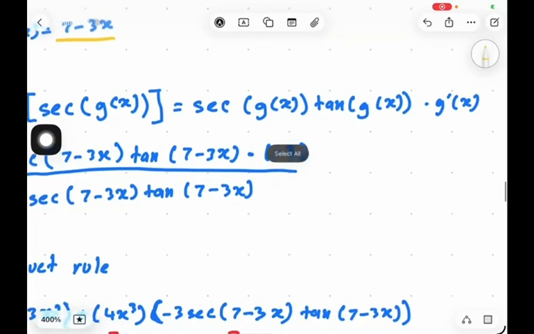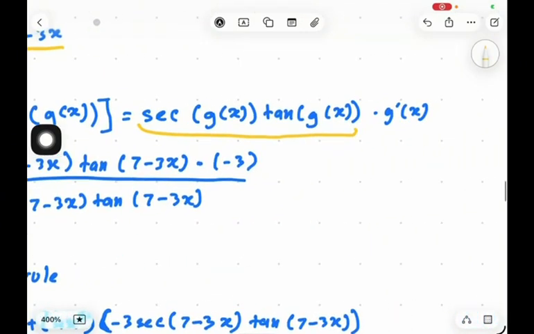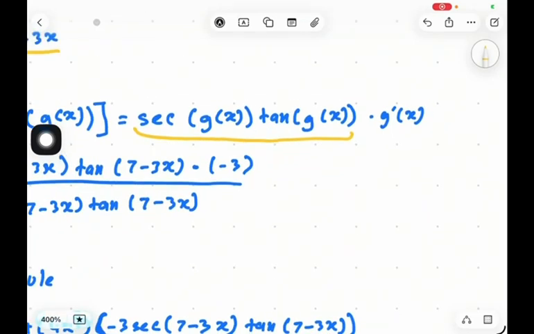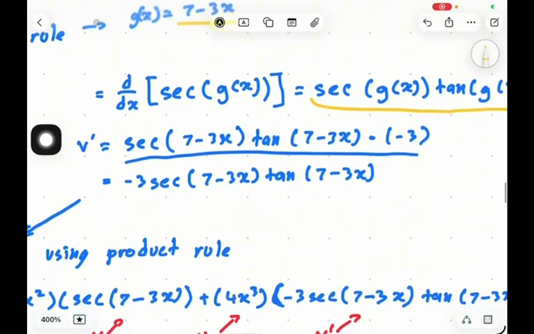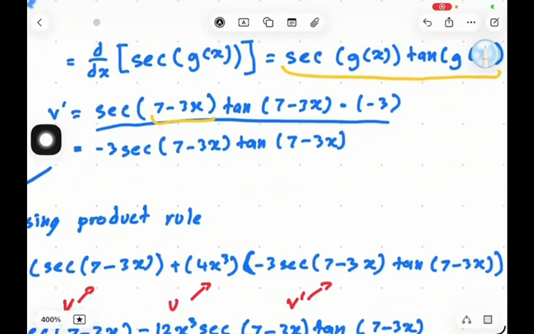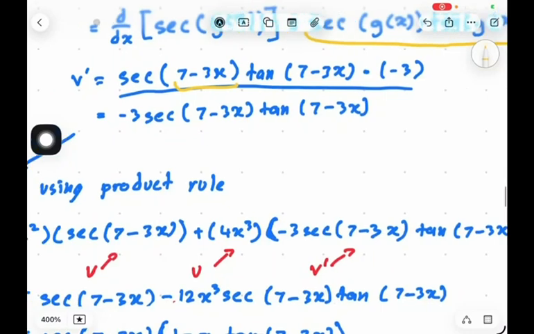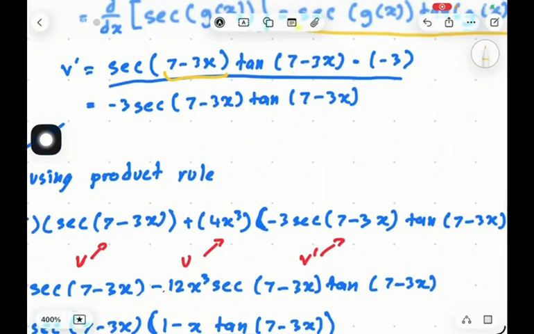times g prime x. This happens because if we differentiate sec theta, it becomes sec theta times tan theta. We differentiate the g(x) here, put it back, and then take the g(x), which is 7 minus 3x, and substitute it, so we get sec(7 minus 3x) times tan(7 minus 3x) times negative 3, and we simplify it, and we get negative 3 sec(7 minus 3x) times tan(7 minus 3x).